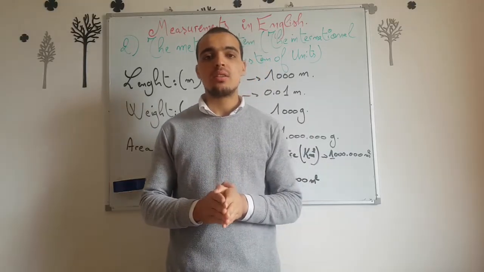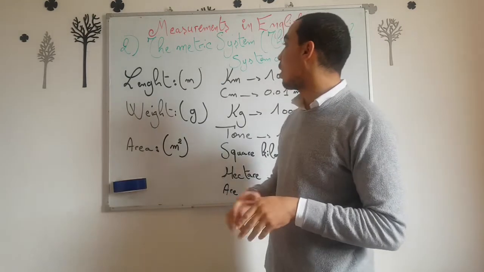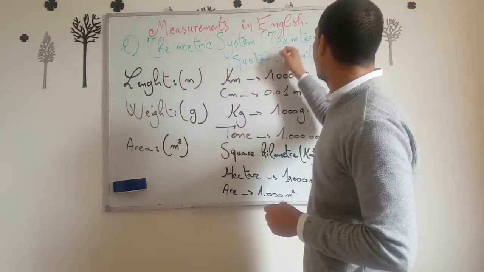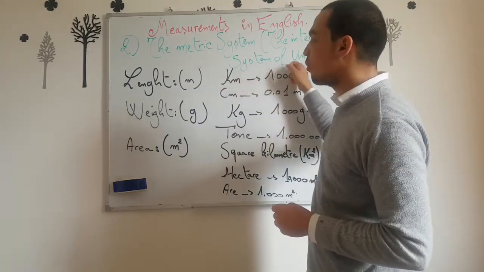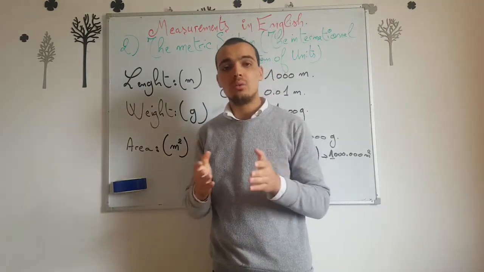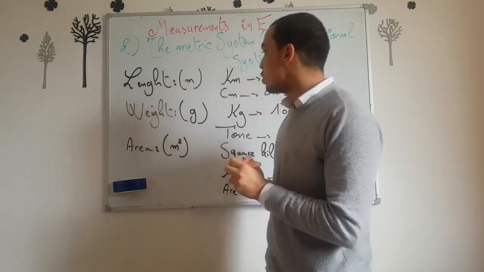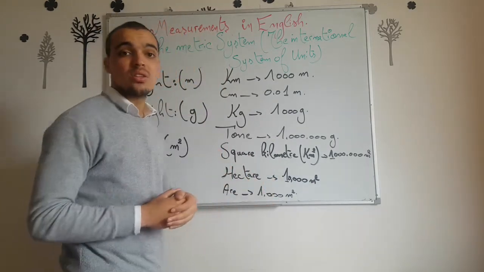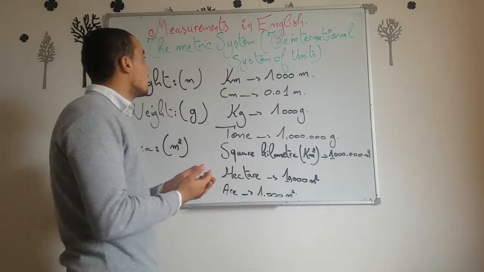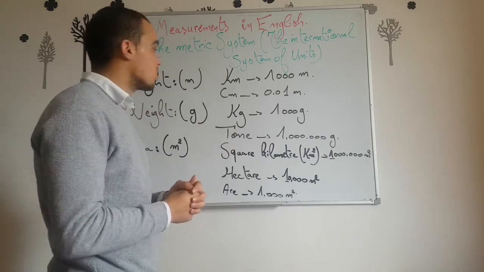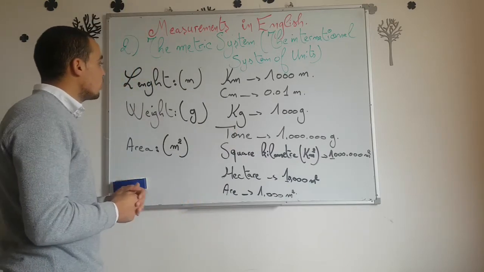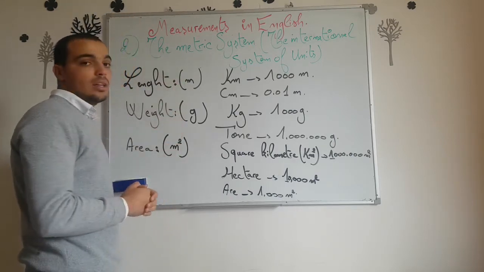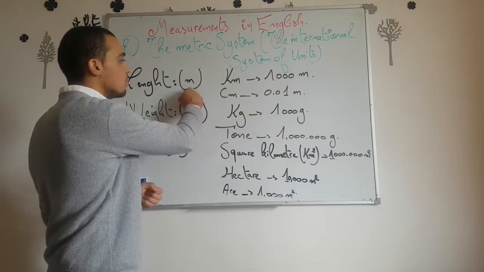Moving on to the second system of measurements, which is called the metric system, or the international system of units, which is widely used in the world. Just to show you the difference between the empirical system, which is used only in the United States, and the metric system. Taking, for example, the length: in the metric system, the base unit is the meter.